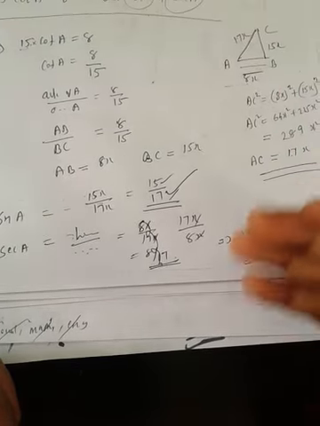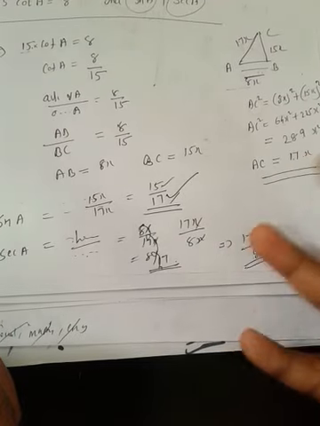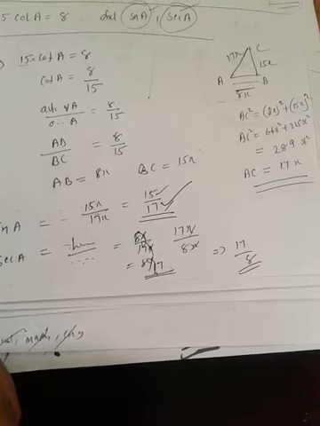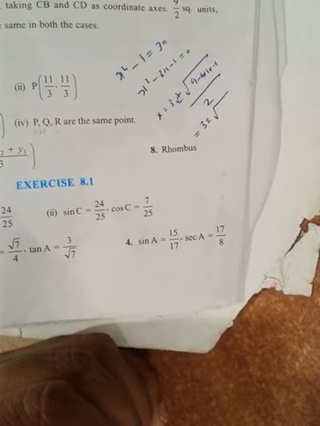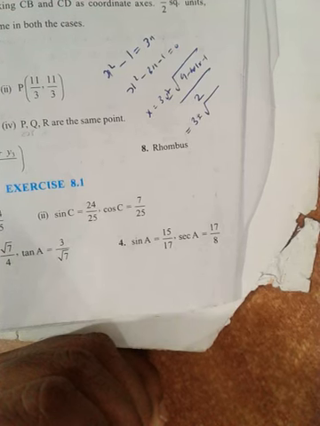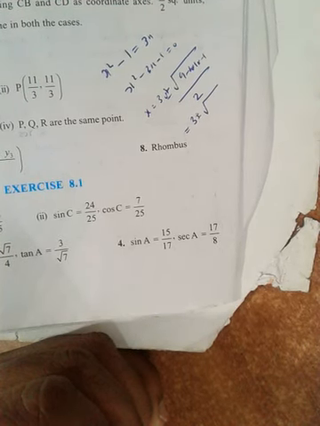Check the backside answer also. Make sure my answers are correct with the backside, because sometimes I will make this kind of funny mistakes in between. Yes, our answers are correct. Sin A is equal to 15 by 17. Then sec A is equal to 17 by 8. Okay.